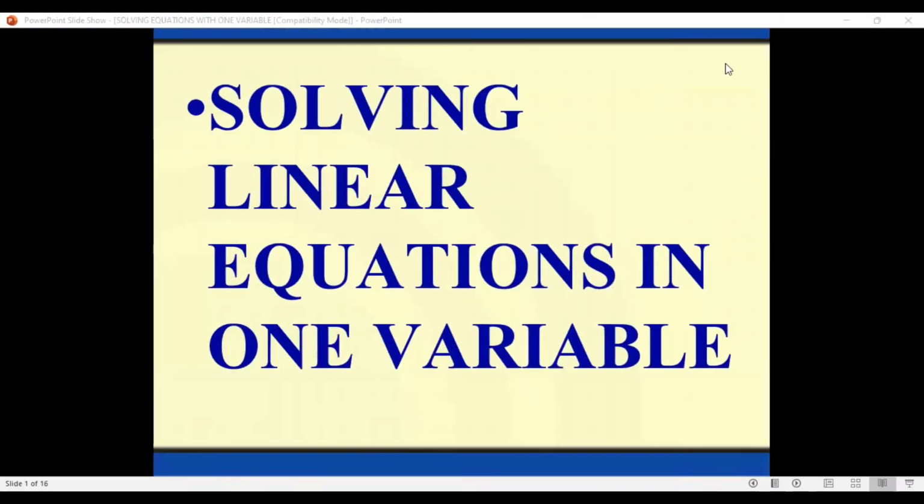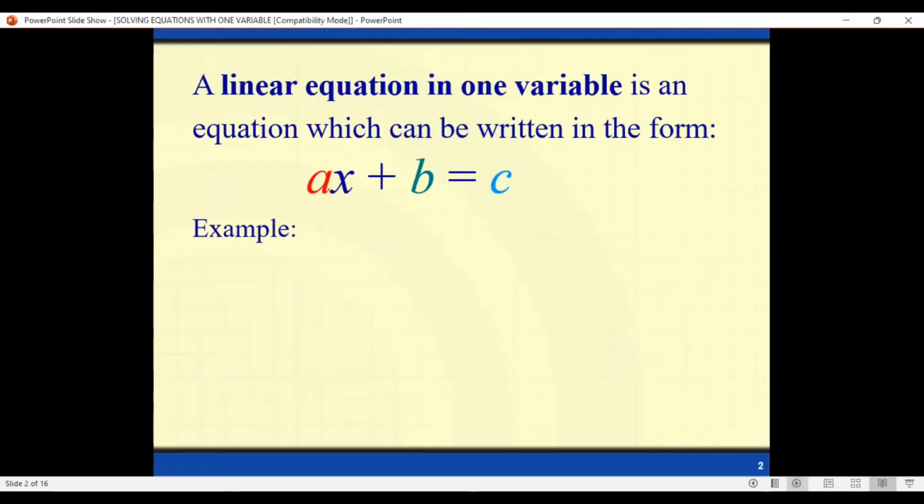How do we solve linear equations in one variable? When we are speaking of linear equations, there are actually two forms. One is in terms of your variable x, or it could also be in terms of your variables x and y. But this time, we will just be dealing with the linear equation in one variable in the form ax plus b is equal to c.